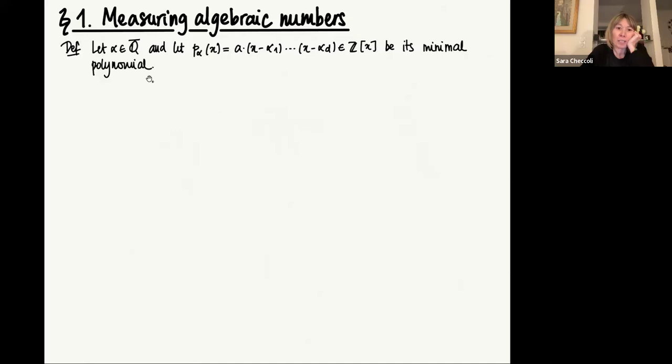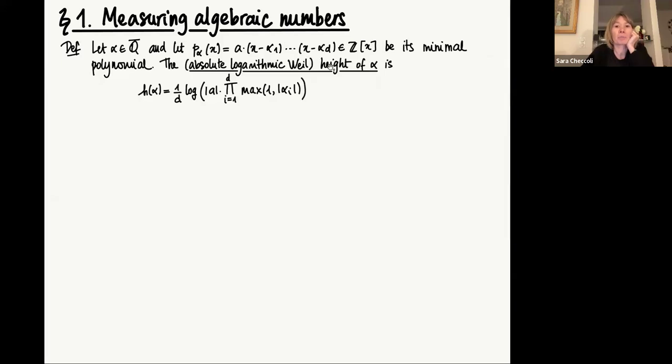So let alpha be an algebraic number and take its minimal polynomial, P alpha of x, of degree d over Z of x. Then what is called the absolute logarithmic Weil height of alpha, or for short in this talk, the height of alpha, is the following number. It's 1 over the degree of alpha times the log of this quantity here, where a is the leading coefficient of the polynomial, so you take the absolute value of the leading coefficient, and then you take the absolute value of the conjugates of alpha that lie outside the unit disk. So this quantity here in the parentheses is sometimes called the Mahler measure of alpha.